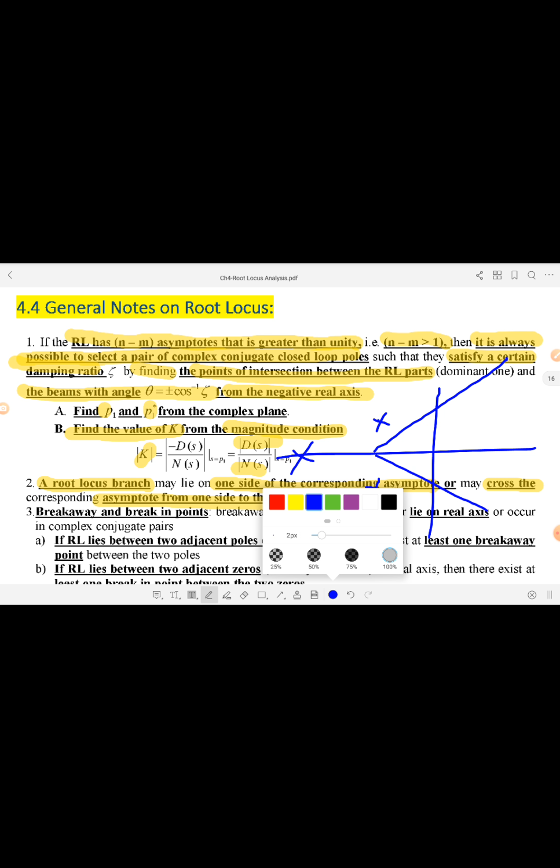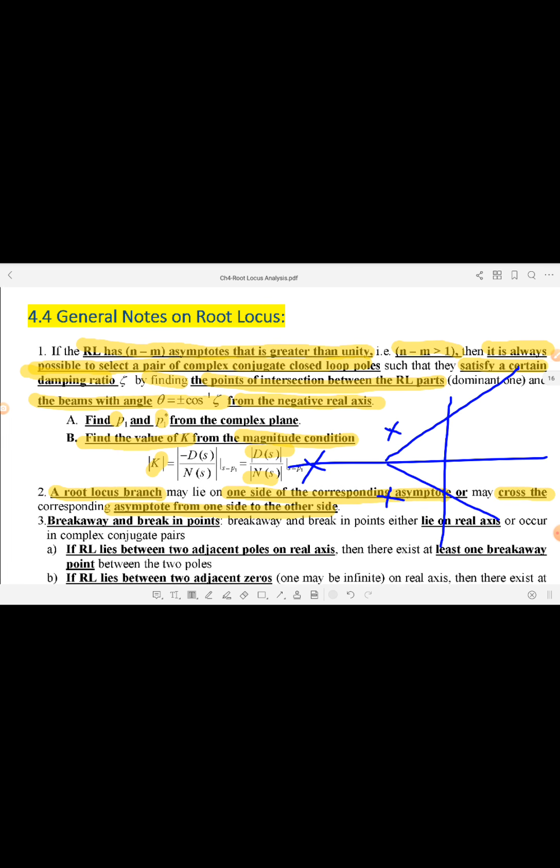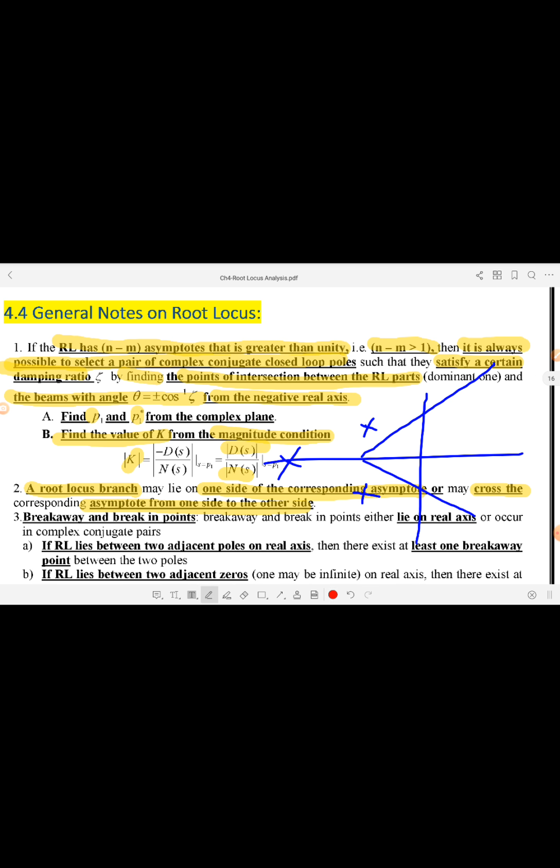If we draw roughly the root locus, not exactly, then the root locus might behave in this manner, and in this way the actual branch of the root locus is below the asymptote. Or it might be in this manner, and in this second scenario, the actual branch of the root locus will be above the asymptote.